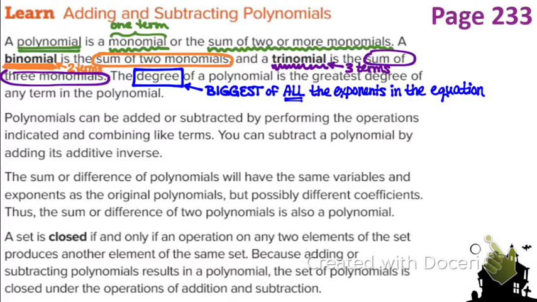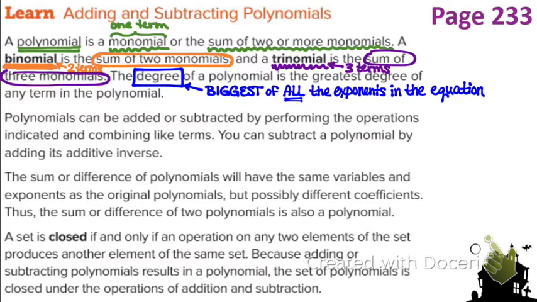So far, so good? We'll look at some examples here in a moment. We'll clarify. A polynomial, what does that prefix poly mean? P-O-L-Y? A lot of them, multiple of them. A polynomial can be a monomial where it has just one term, or it can be the sum of two or more monomials. It can have more than one term.